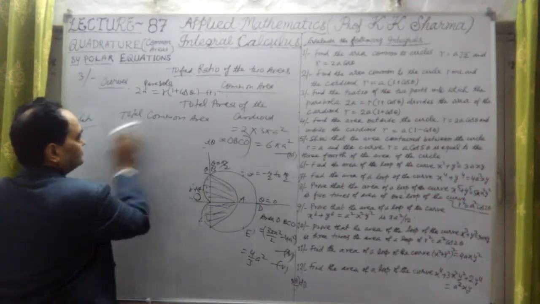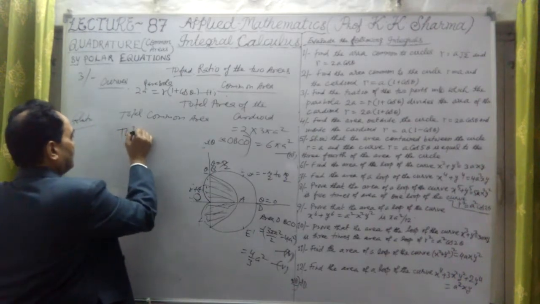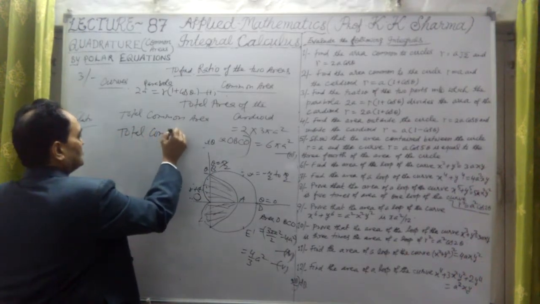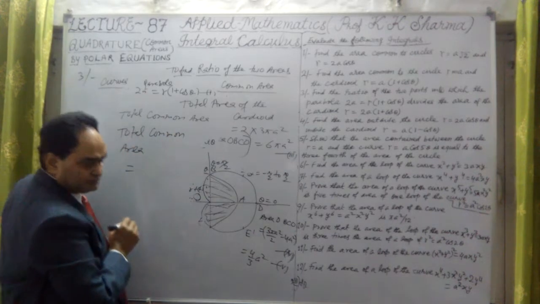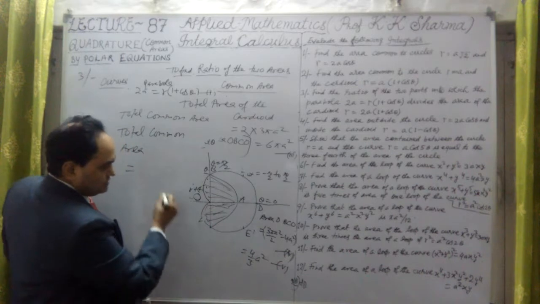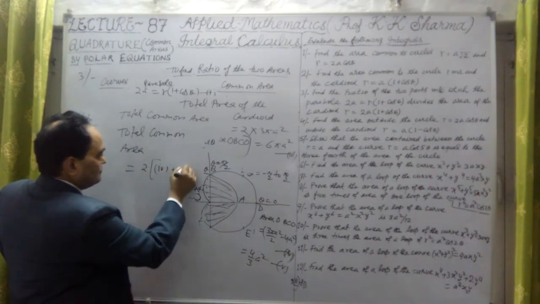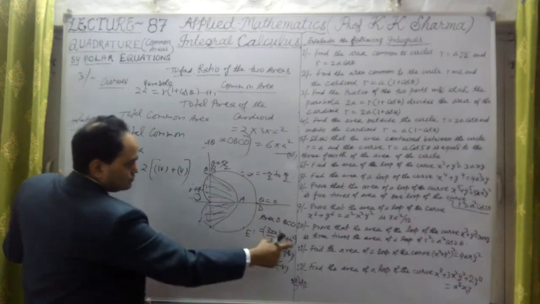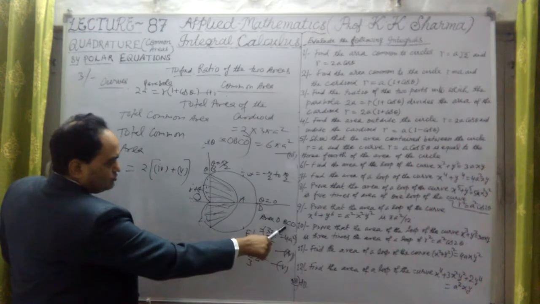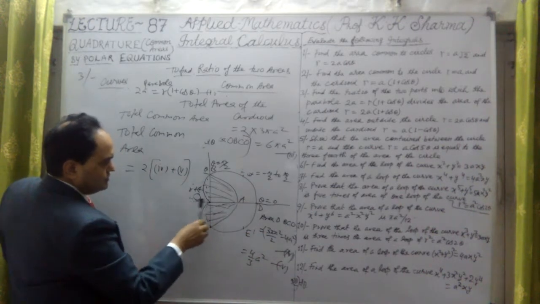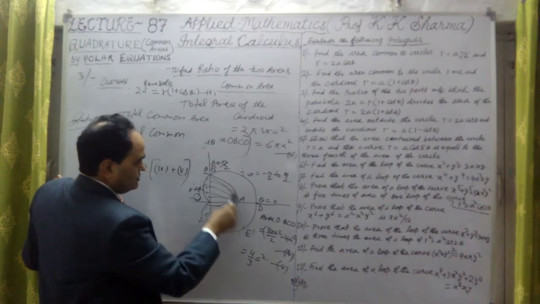Therefore, total common area is equal to sum of these two, adding twice of fourth plus fifth. This fourth one, this one plus fifth one. So this area OBCO, OBCO, and this is area OABO.